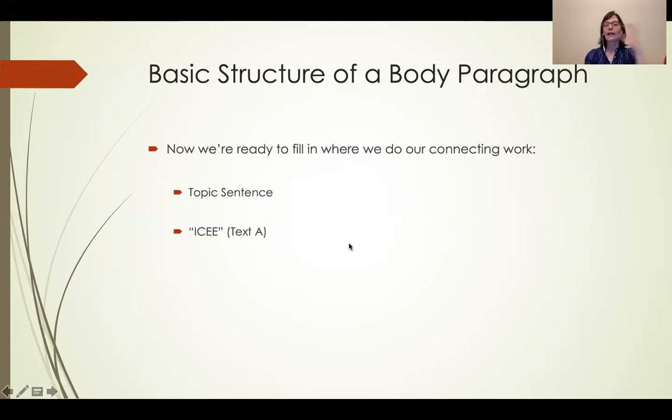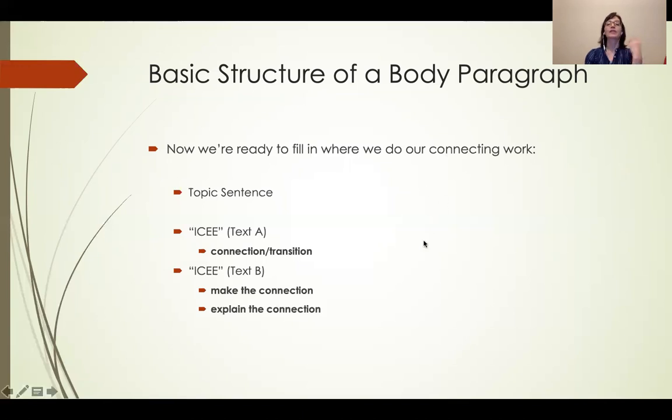Okay, and then again, we perform IC for text A, IC for text B, but now we want to fill in where we do our connective work. So again, when we shift from IC text A to IC text B, we need a connection transition sentence or two, right? And then when we're performing IC for text B, we're going to make the connection and we're going to explain the connection.